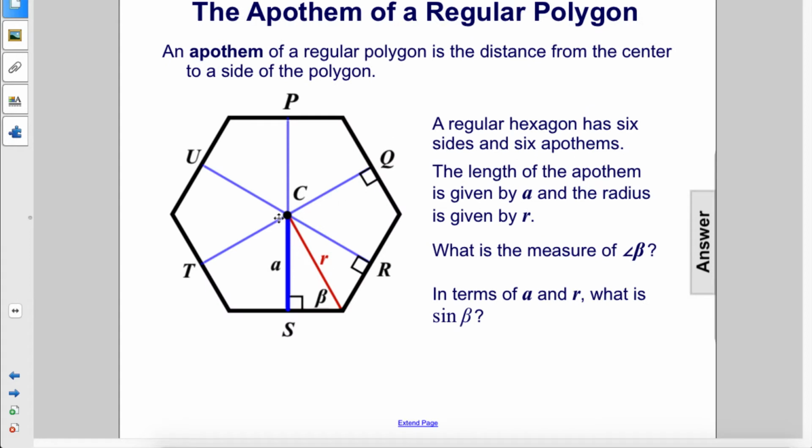An apothem of a regular polygon is the distance from the center to a side of the polygon. A regular hexagon has 6 sides and 6 apothems. The length of the apothem is given by lowercase a, and the radius is given by lowercase r. What is the measure of angle beta here? In terms of a and r, what is the sine of beta?